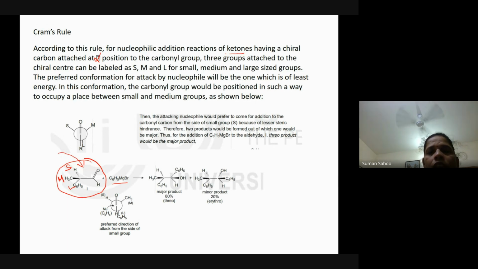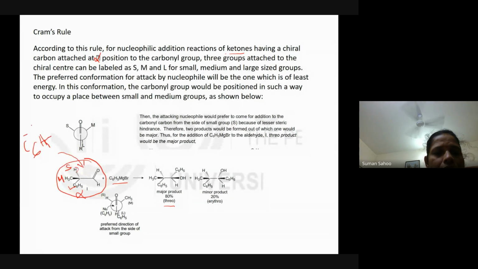Wherever you have a smaller group, you see at the alpha position you have three groups. The nucleophile will attack from your less hindered site, otherwise it would face some steric interaction. So according to this, it would approach the carbonyl carbon from your smaller group, which gives rise to your major product.